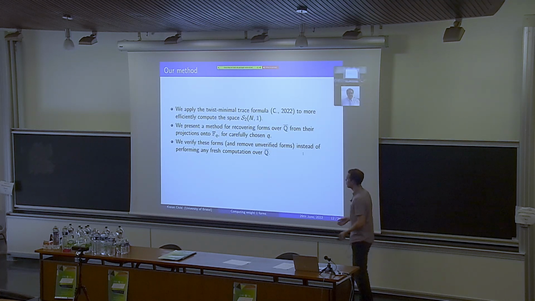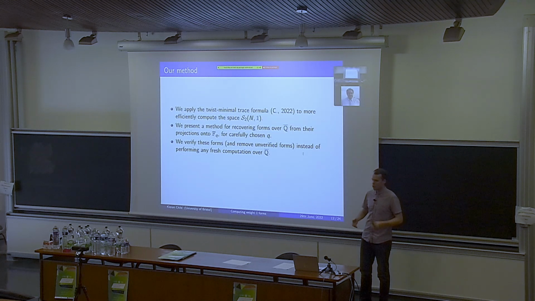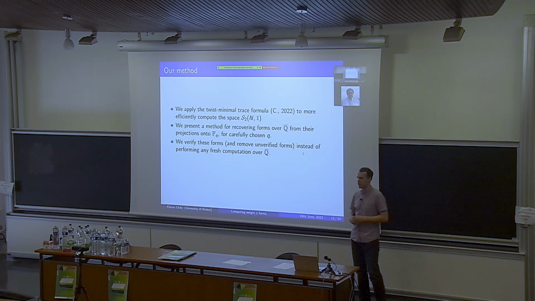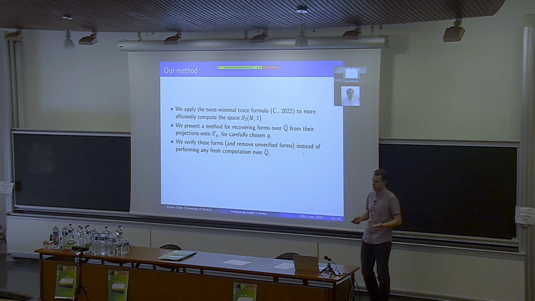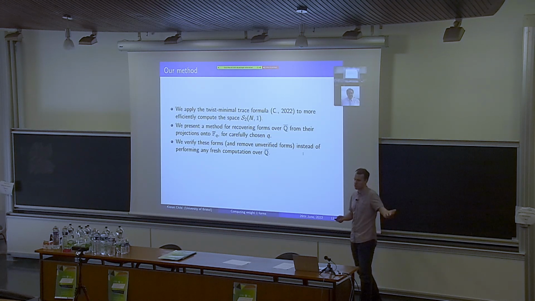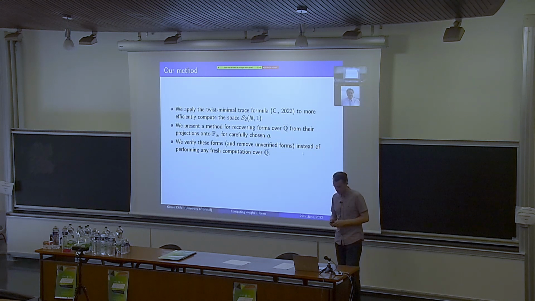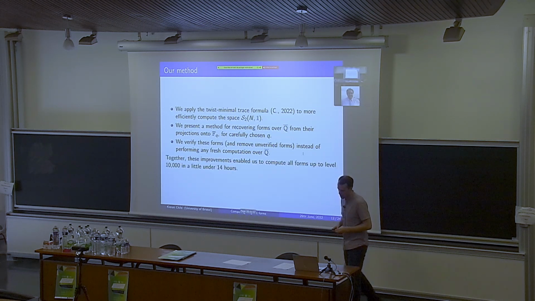Why is this an improvement? Well, because we'll have hardly anything. We don't need to recompute everything over Q using the Hecke stability method over Q, which was very slow. We can just verify the forms that we've got, and that's a lot quicker. So putting all this together, we were able to compute up to level 10,000, and it took a little under 14 hours. So this is a big improvement over previous methods.